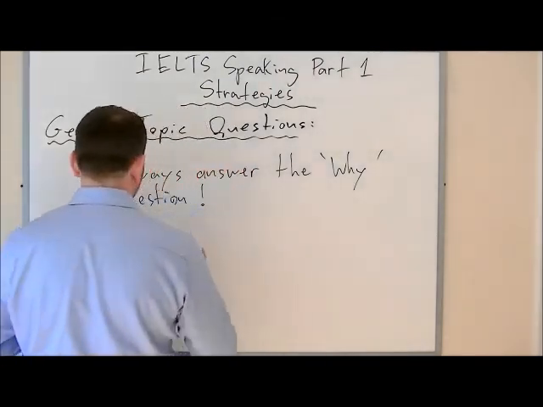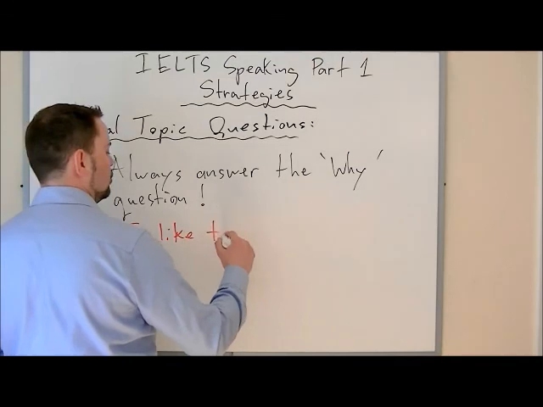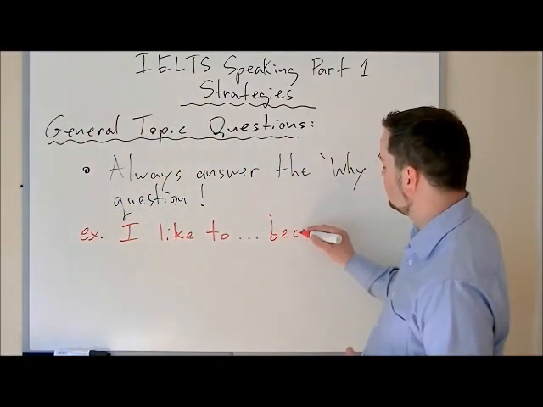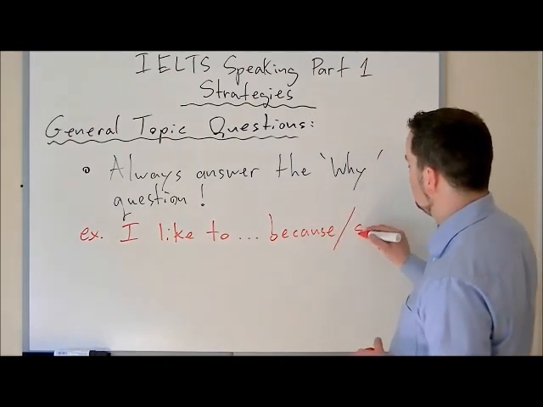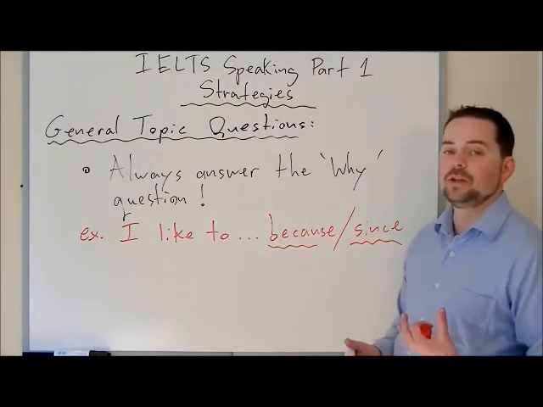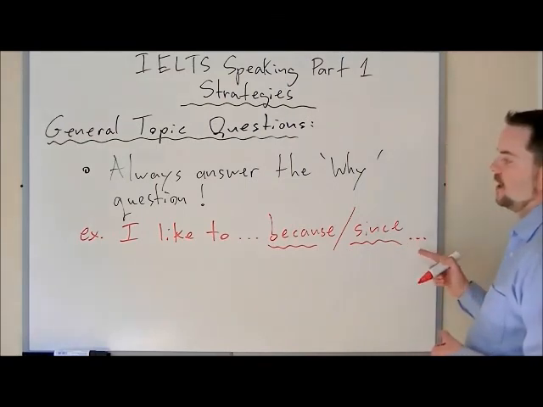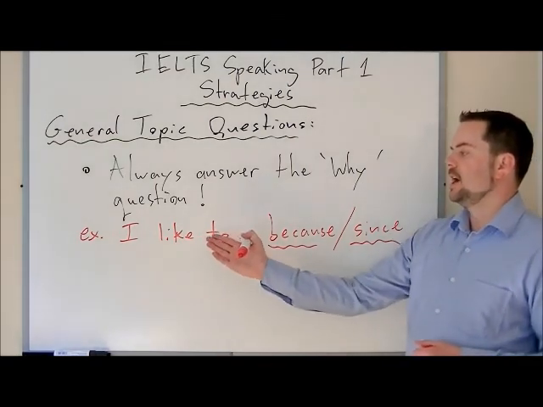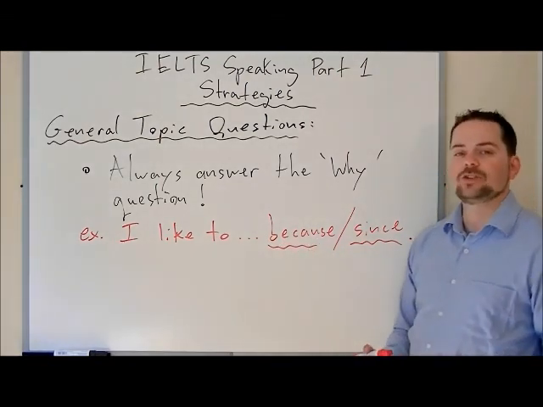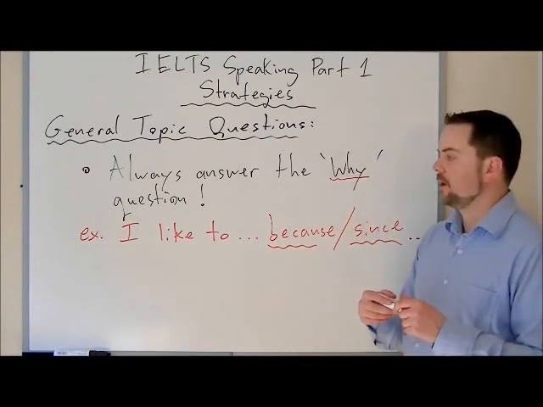So for example, I like to, and then something that you're saying because, or try to use the word since. So because and since are important vocabulary for part 1. They show reason, and then you want to complete your sentence. So again, I like to play ice hockey because it's competitive and it's great exercise. So always answer that why question for part 1.